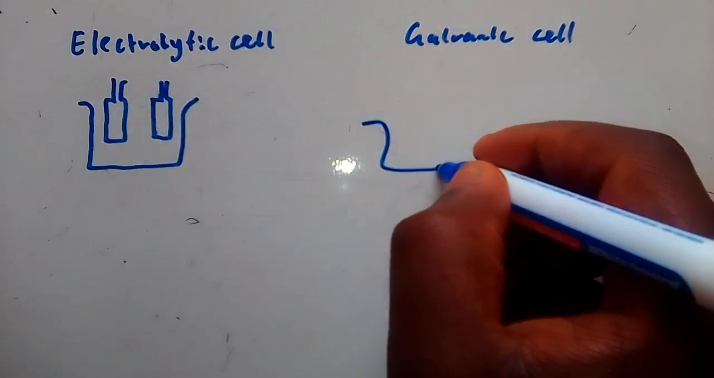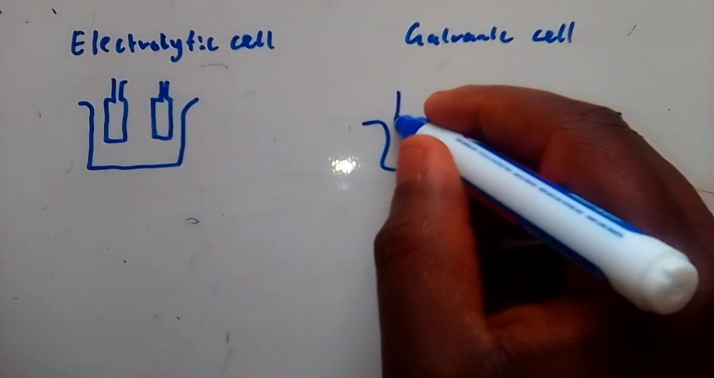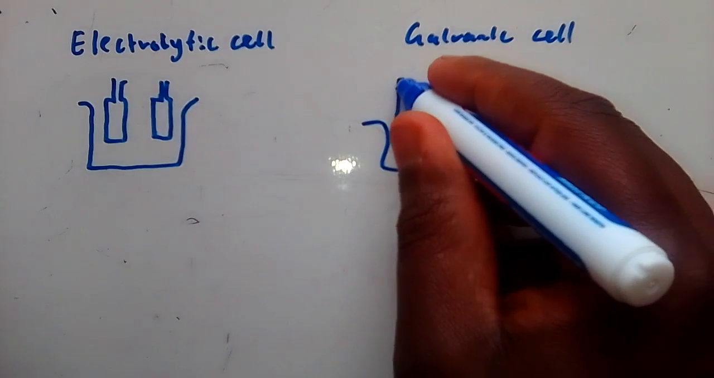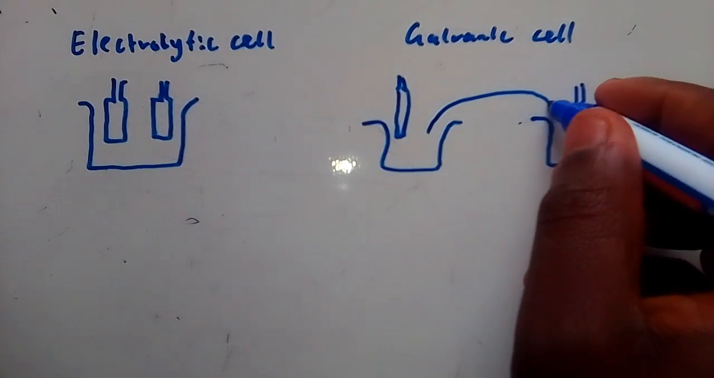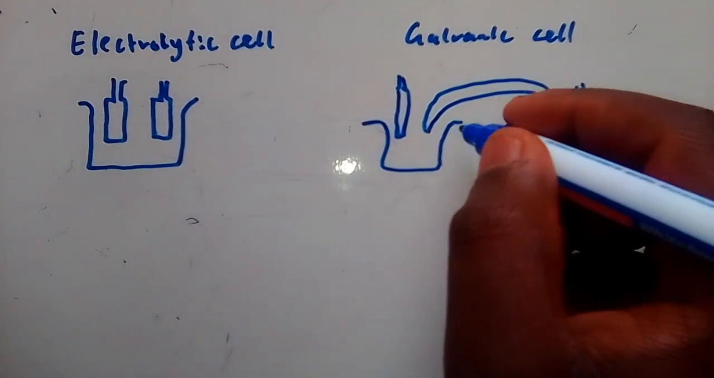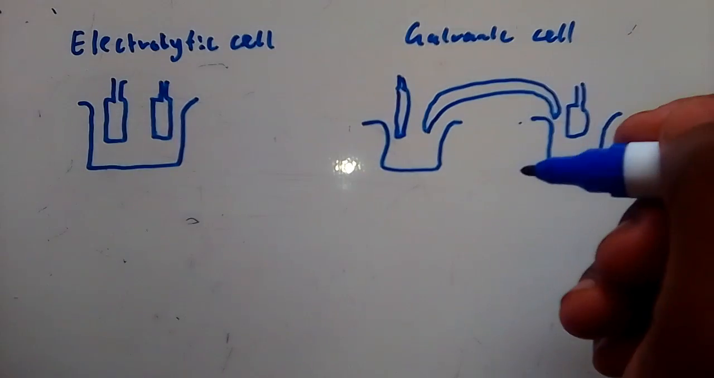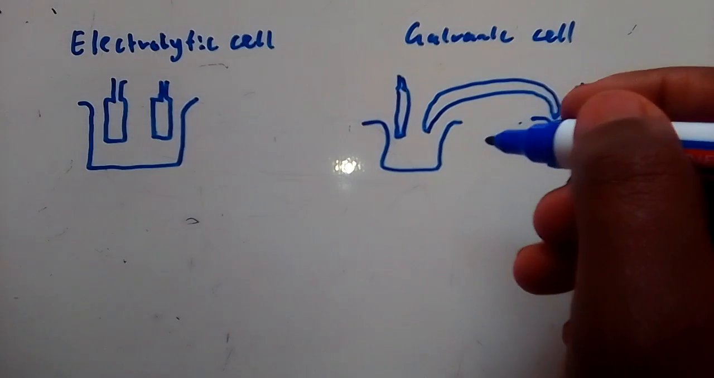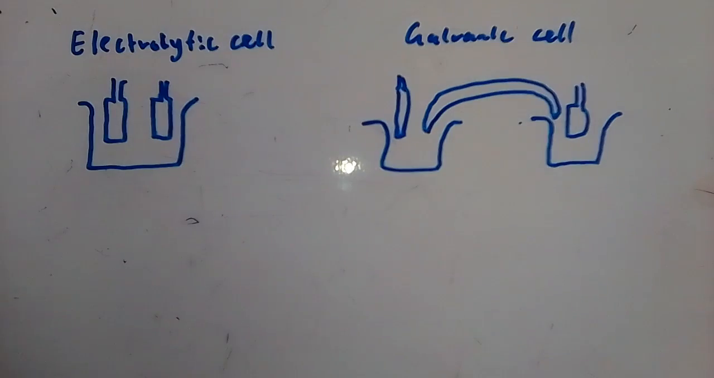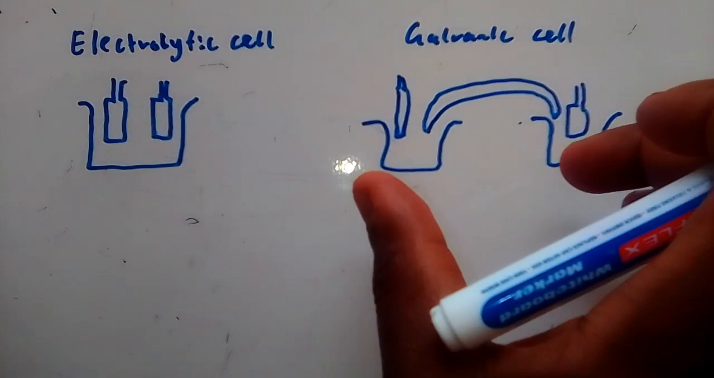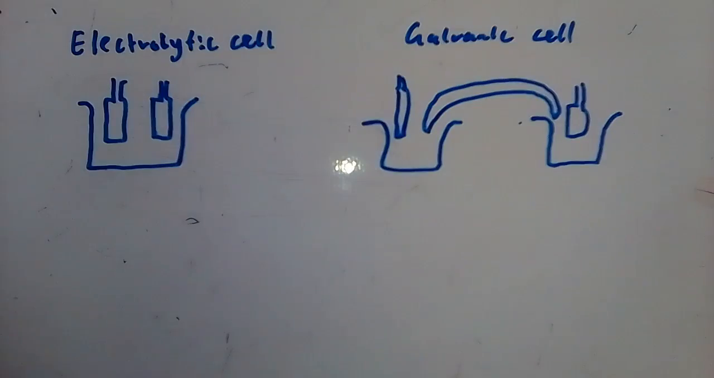A galvanic cell is placed in two separate beakers. We've got an electrode inside one beaker and another electrode inside another beaker, separated by a salt bridge. So if they ask you to name one component that shows this is a galvanic cell, we can talk about a salt bridge. What makes it a galvanic cell is the salt bridge, and also the fact that it has two separate beakers, but this one has one beaker.